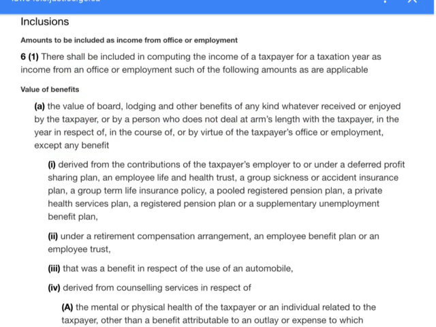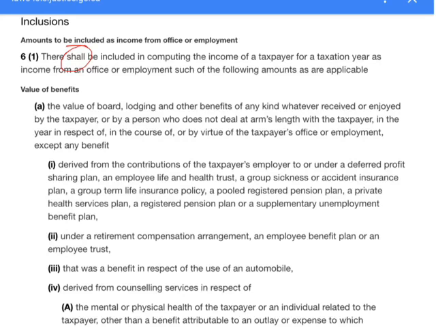Let's begin our exploration of what is included in income for the taxpayer from employment. I'm going to pay very close attention to some of the language. You'll notice that in this section, which is amounts to be included as income from office or employment, it starts by saying there shall be included. And that word signifies that there is no option about this. This is a command. This will be done.